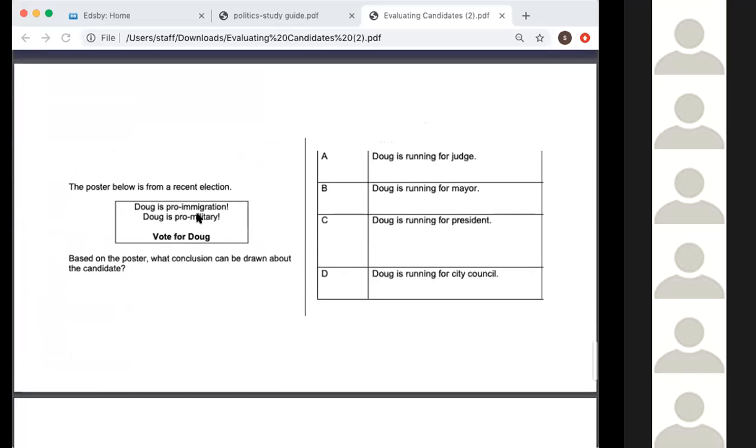This person, Doug. That's always my favorite candidate. Doug is pro-immigration. Doug is pro-military. Vote for Doug. I'd vote for him. He's a very to-the-point kind of a guy, right?